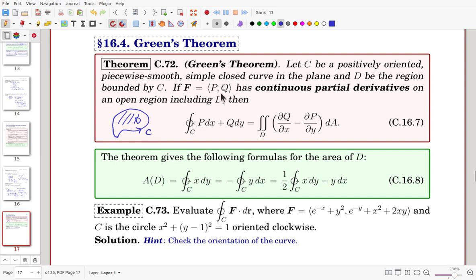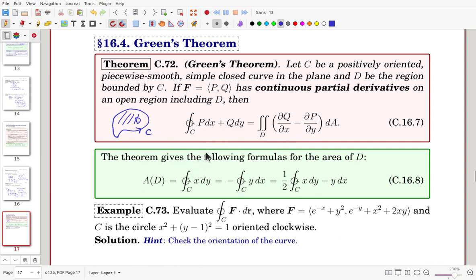F is a two-dimensional vector field and has continuous partial derivatives. Then the line integral of the vector field is obtained through this area integral of Q sub x minus P sub y over the area. So that is Green's theorem.